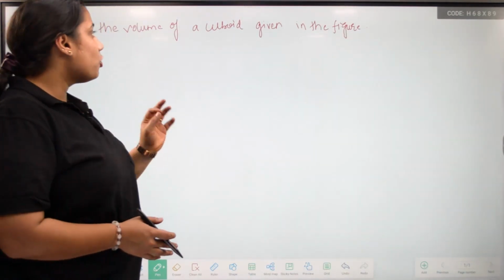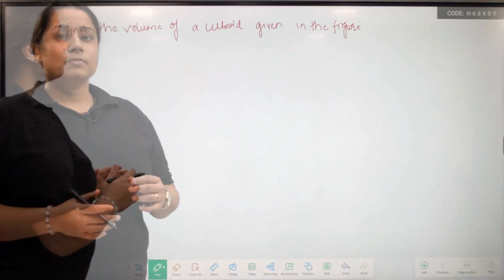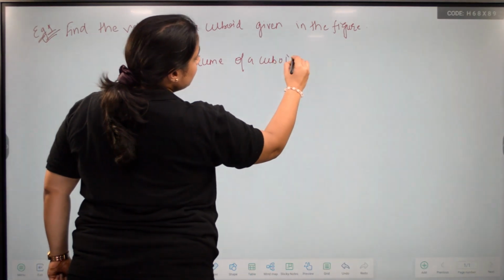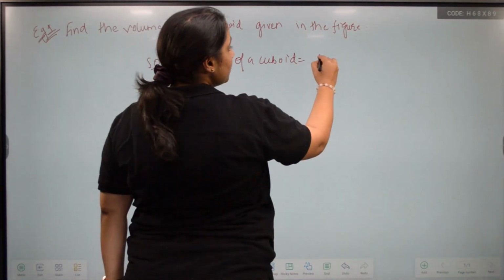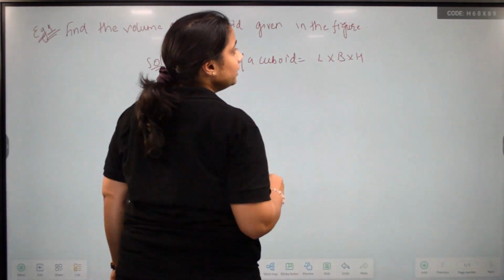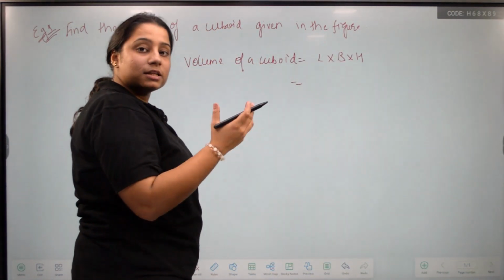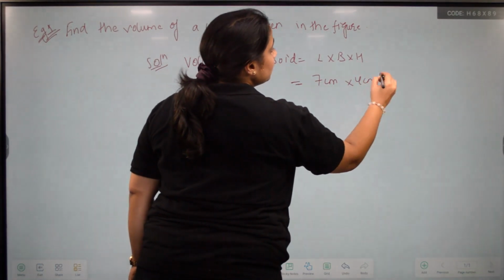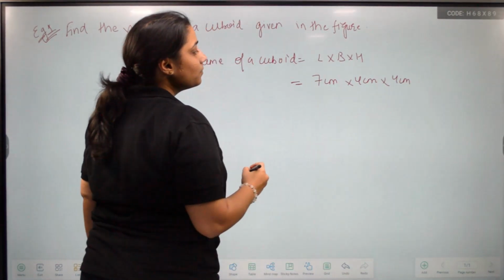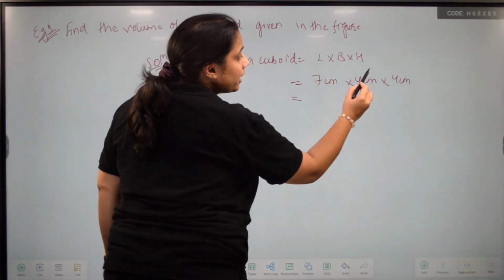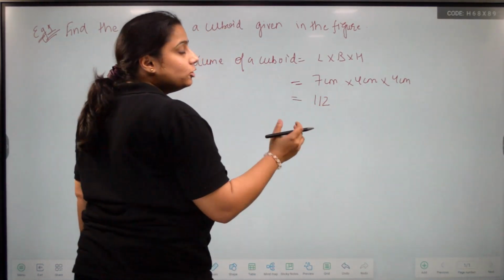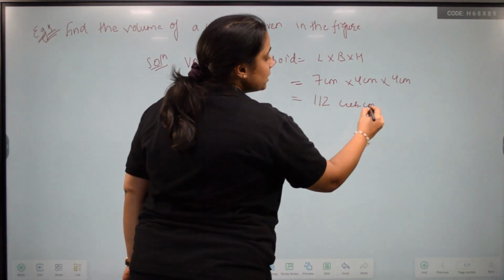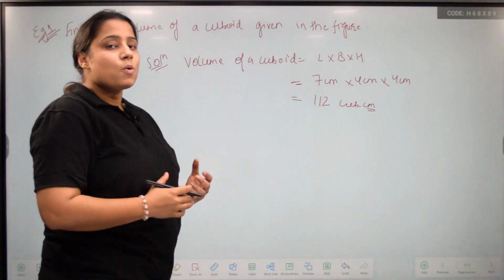Example 1. Find the volume of a cuboid given in the figure. We know that the volume of a cuboid is equal to the product of the length, breadth and height. Here in the picture we can see that the length is 7 centimeter, the breadth is 4 centimeter and the height is also 4 centimeter. So the product of 7, 4 and 4 is 112 and the unit will be cubic centimeter. Hence this is our required answer.